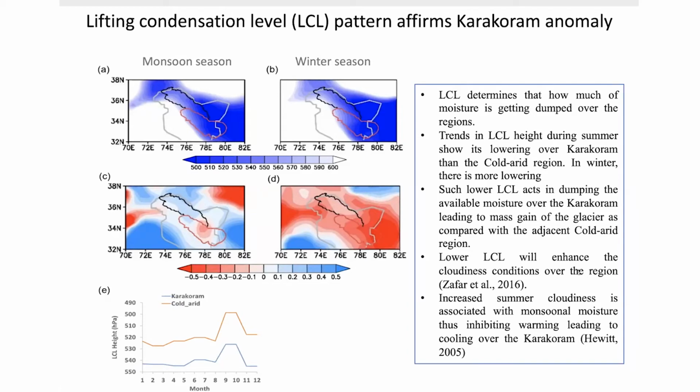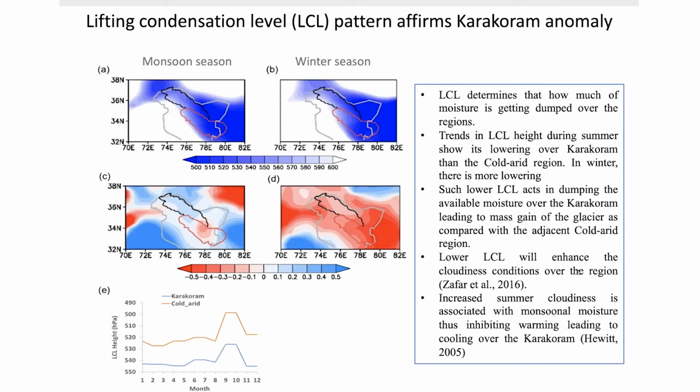Primarily, that's what we are trying to look at here, that LCL is making most of the moisture which is available in any form kind of get frozen, and these trends in lifting condensation level height during summer show it's lowering over the Karakoram. So LCL trends in the last 30 years, we found that it is decreasing over the Karakoram region. It means that it is coming much closer to the surface, and in winter there is more lowering, particularly in winter time, the lowering is higher. If you look at the last line graph, the lifting condensation level in winter, because of the colder temperature, your atmosphere is more stable as compared to Ladakh.